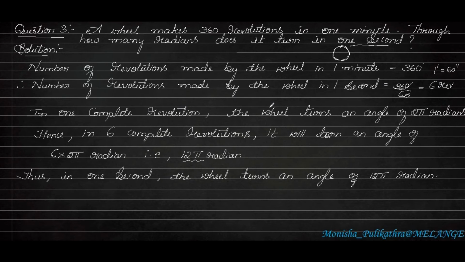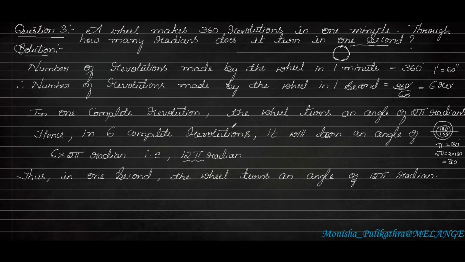In one complete revolution, the wheel turns an angle of 2 pi radians, since they have asked us to give the answer in radians. Revolution means one complete cycle. Half of the revolution is 180 degrees and the complete revolution is 360. We know that pi is equal to 180 degrees. Therefore, 2 pi is 2 into 180, which is equal to 360. Therefore, for one complete revolution, the angle is 2 pi radians.